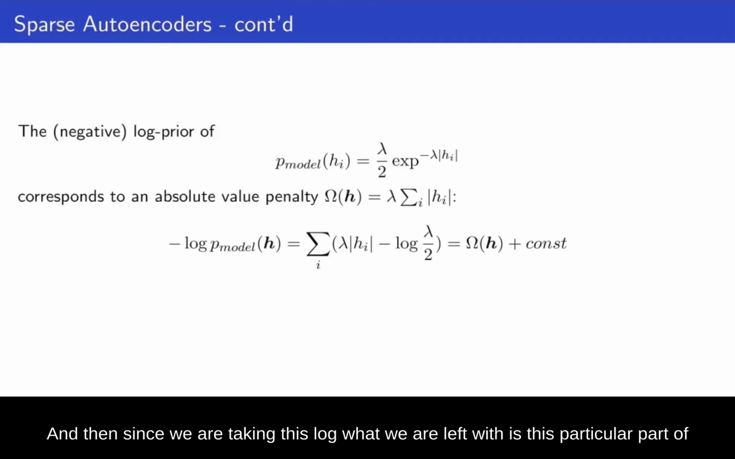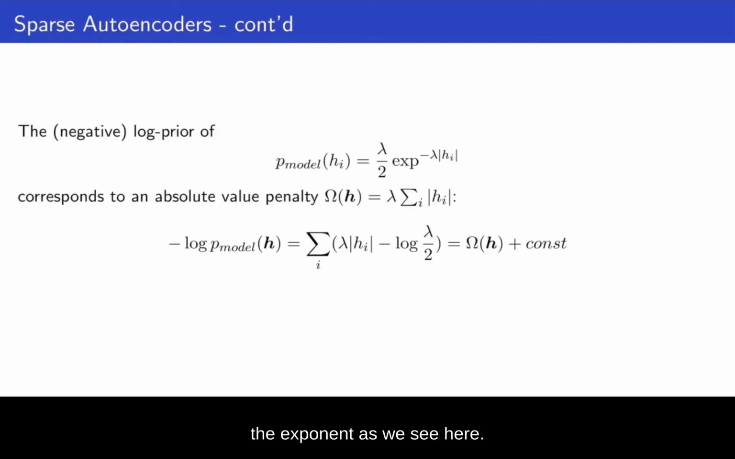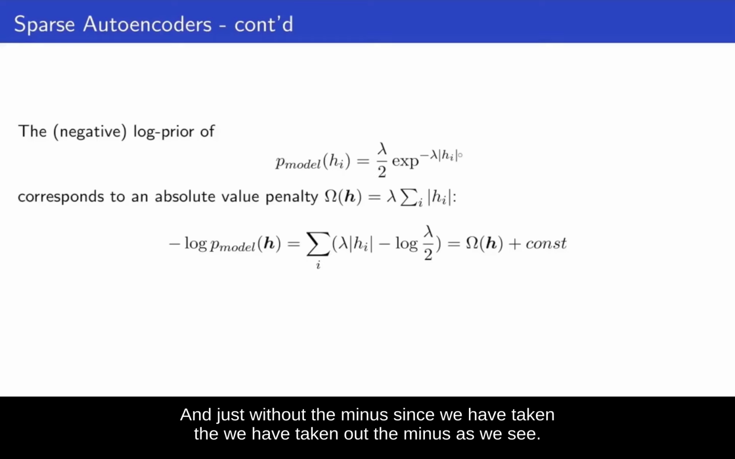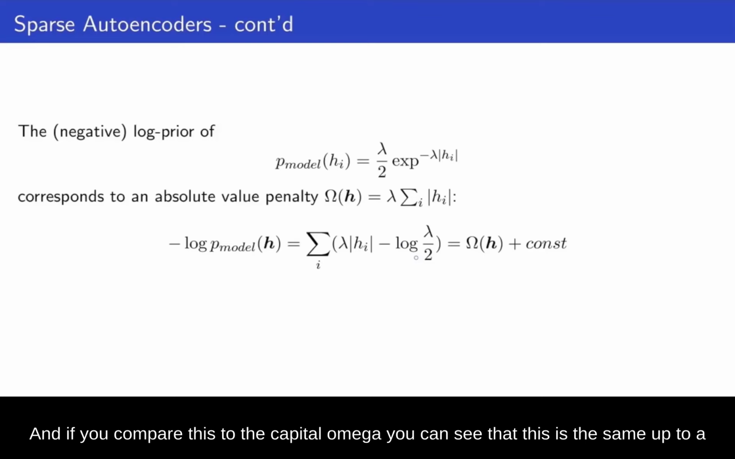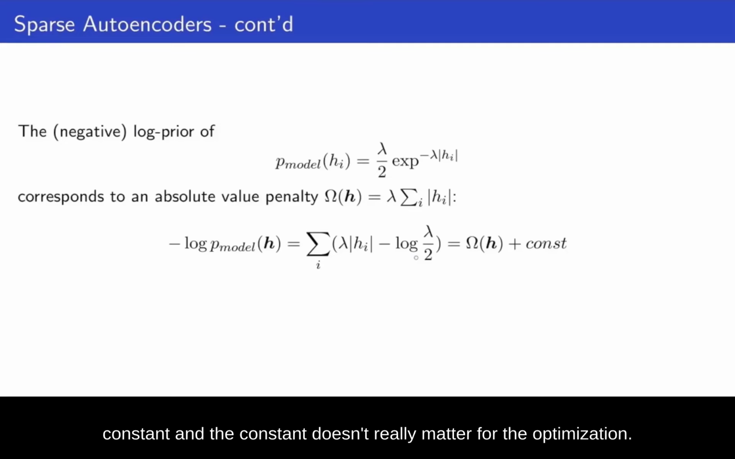And then since we are taking this log, what we are left with is this particular part of the exponent as we see here, just without the minus, since we have taken out the minus as we see. So we have this as lambda times the absolute value of h_i minus the log of lambda over 2. And if you compare this to the capital omega, you can see that this is the same up to a constant, and the constant doesn't really matter for the optimization.